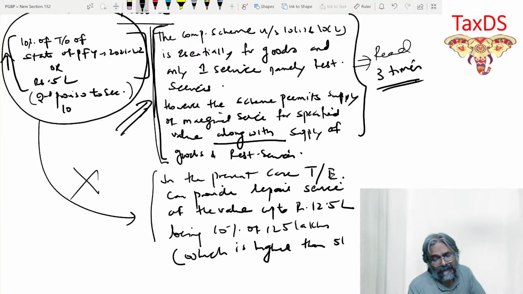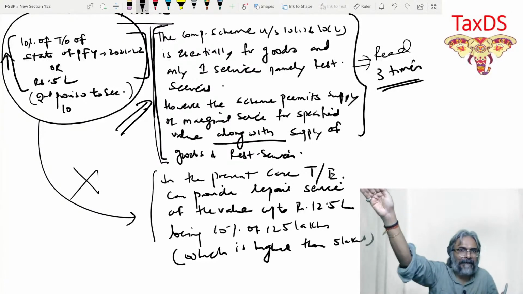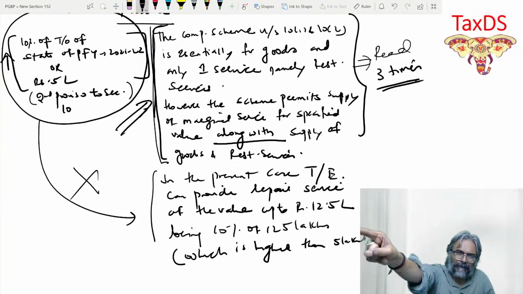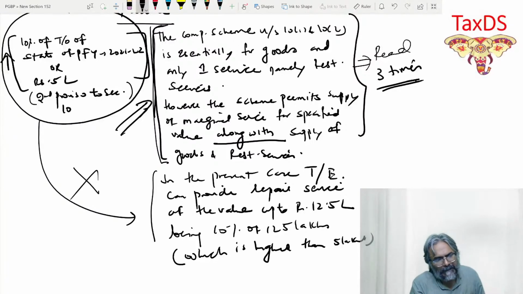Higher than 5 lakhs. So here you don't write "12.5 or rupees 5 lakhs, whichever is higher." Don't write this. Straight away answer: 10% of 125 lakhs, which is equal to 12.5 lakhs. And in the bracket, you can write which is higher than 5 lakhs. That is it.